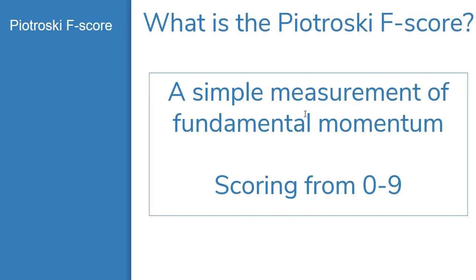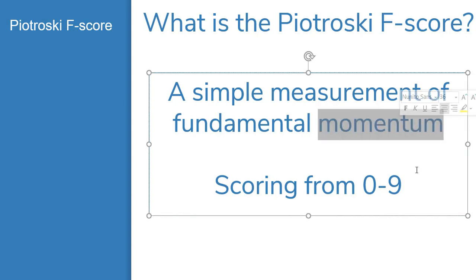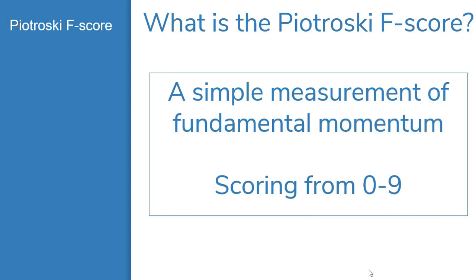It is a simple measurement of what is called fundamental momentum. So we're looking at some fundamentals, quite easy to quantify, and some of them need to be positive, but also some of them need to have momentum, meaning that they should be getting better from year to year. There are 9 points, and each of them can be scored either 1 or 0. So you can get anywhere from 0 to 9 points from a stock, 9 being the best, 0 being the absolute worst.